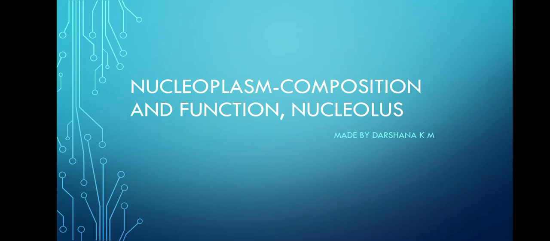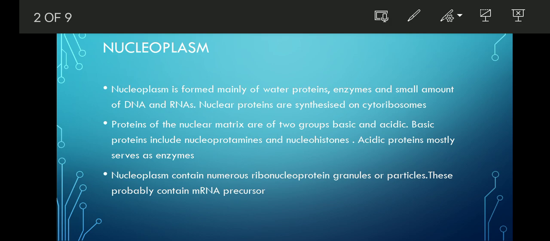Hello everyone. Today we are going to discuss the topic nucleoplasm, its composition and function, and nucleolus. First of all, what do you mean by nucleoplasm? This is a colloidal nuclear matrix. It is sometimes called karyoplasm when it is gelatinous or karyolymph when it is colloidal. Nucleoplasm is formed mainly of water, proteins, enzymes, and a small amount of DNA, RNAs, etc.